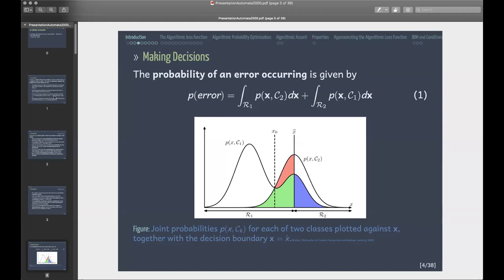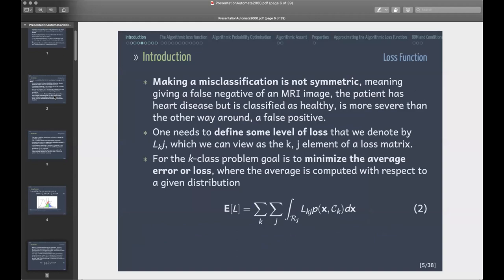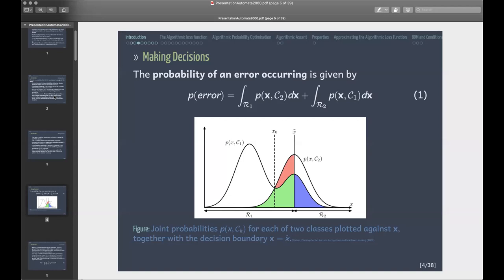Maybe I should point out that if you now move that boundary x hat to the left, to where x0 is, then you minimize the error because the red region vanishes and you arrive at the best solution.